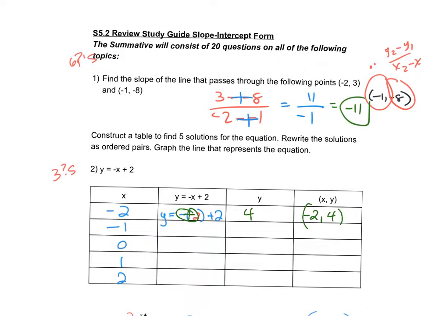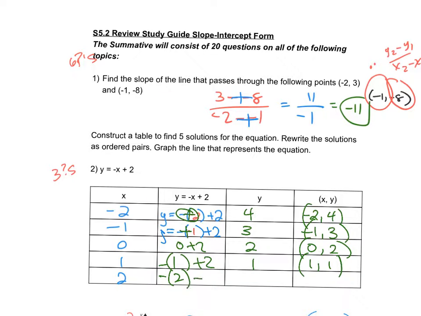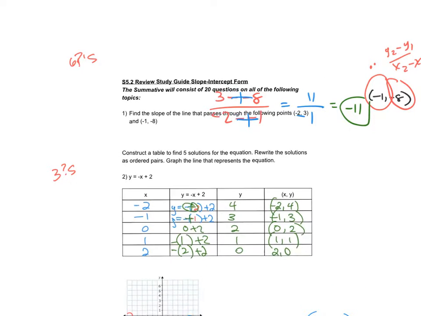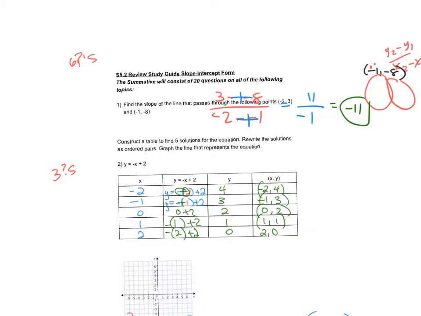If you plug in -1, y equals the negative of x plus 2, where x is -1. Once more, this becomes a plus, and that's a 3, so -1 comma 3. 0 plus 2 is just 2, so 0 comma 2. -1 plus 2 is 1, so 1 comma 1. And the negative of 2 plus 2 is 0, so 2 comma 0.